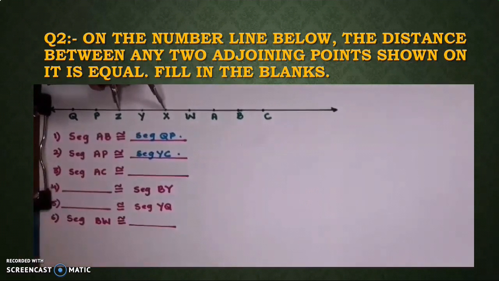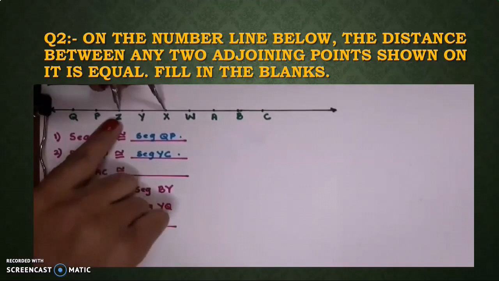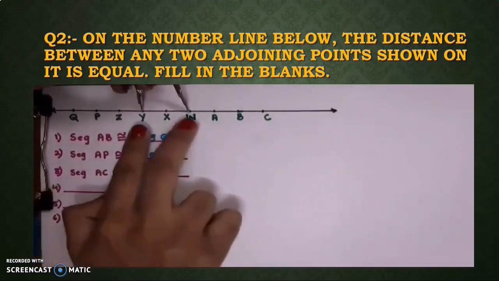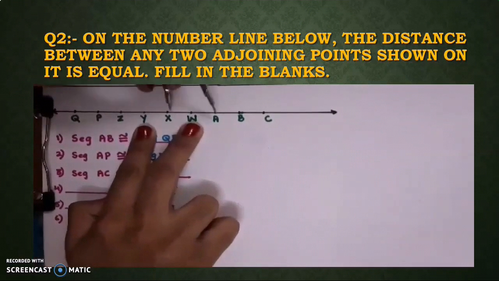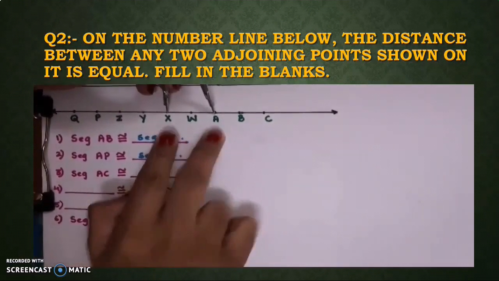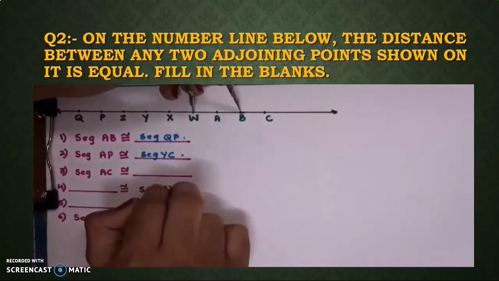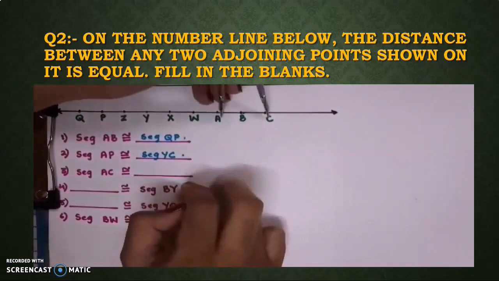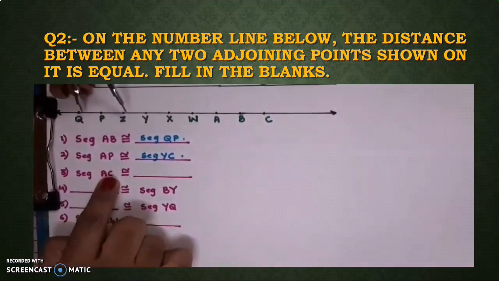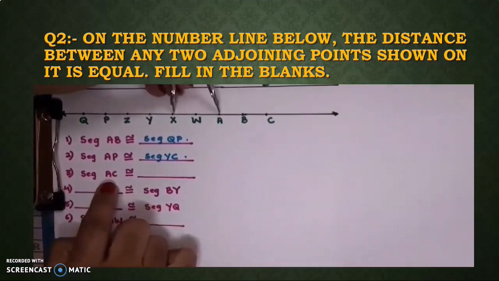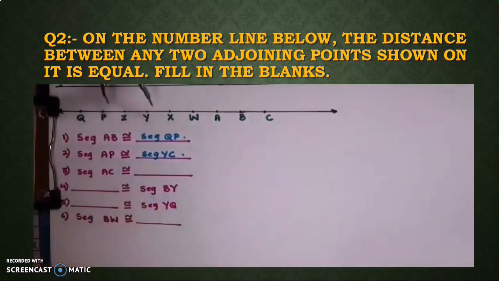If I am keeping on Z, then my next possible answer is segment ZX. If I am keeping on Y, then my next possible answer is YW. If I am keeping on X, then my next possible answer is XA. If I am keeping on W, then my next possible answer is WB. AC is the question only. So for this also I am getting many possible answers, but you have to write any one.